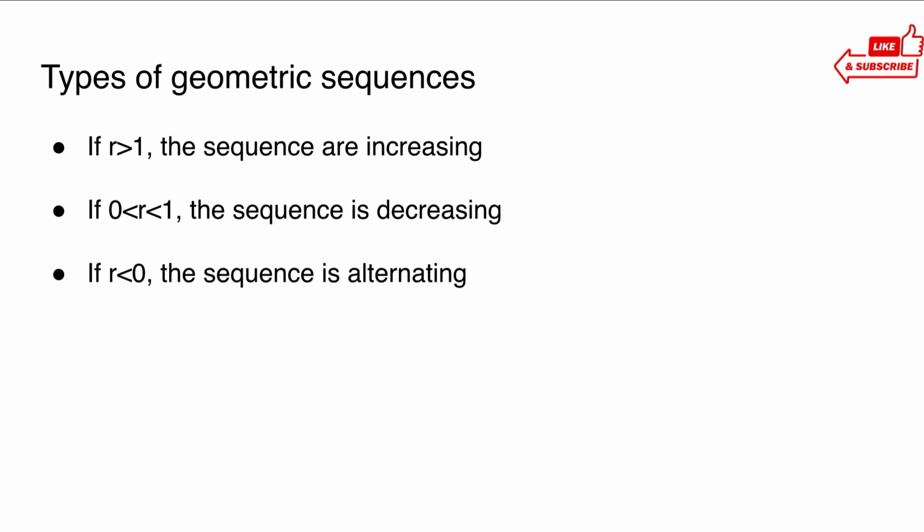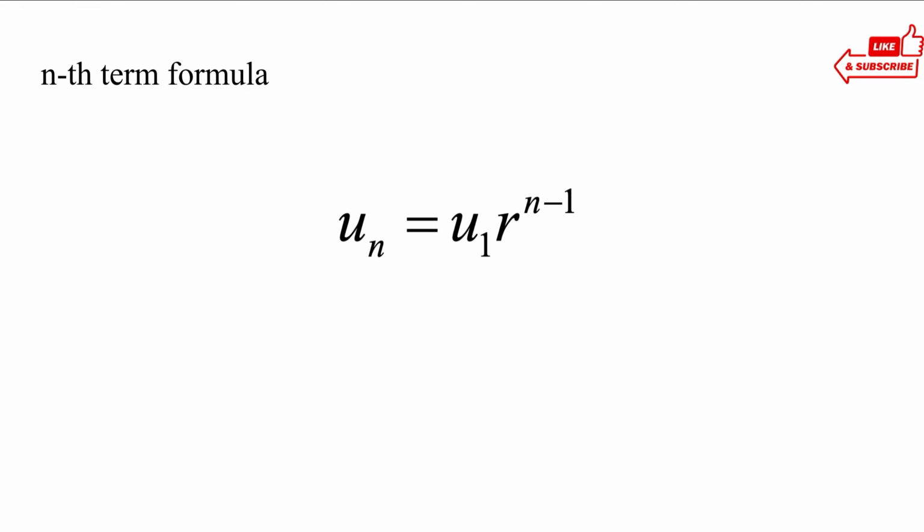Types of geometric sequences. If the common ratio r is greater than 1, that means that the sequence is increasing, so the terms are going up. If the common ratio is between 0 and 1, then this sequence is decreasing. And if the common ratio is less than 0, so if it is negative, that means that the sequence is alternating, meaning that you go from a negative number to a positive number, then to a negative number, etc.